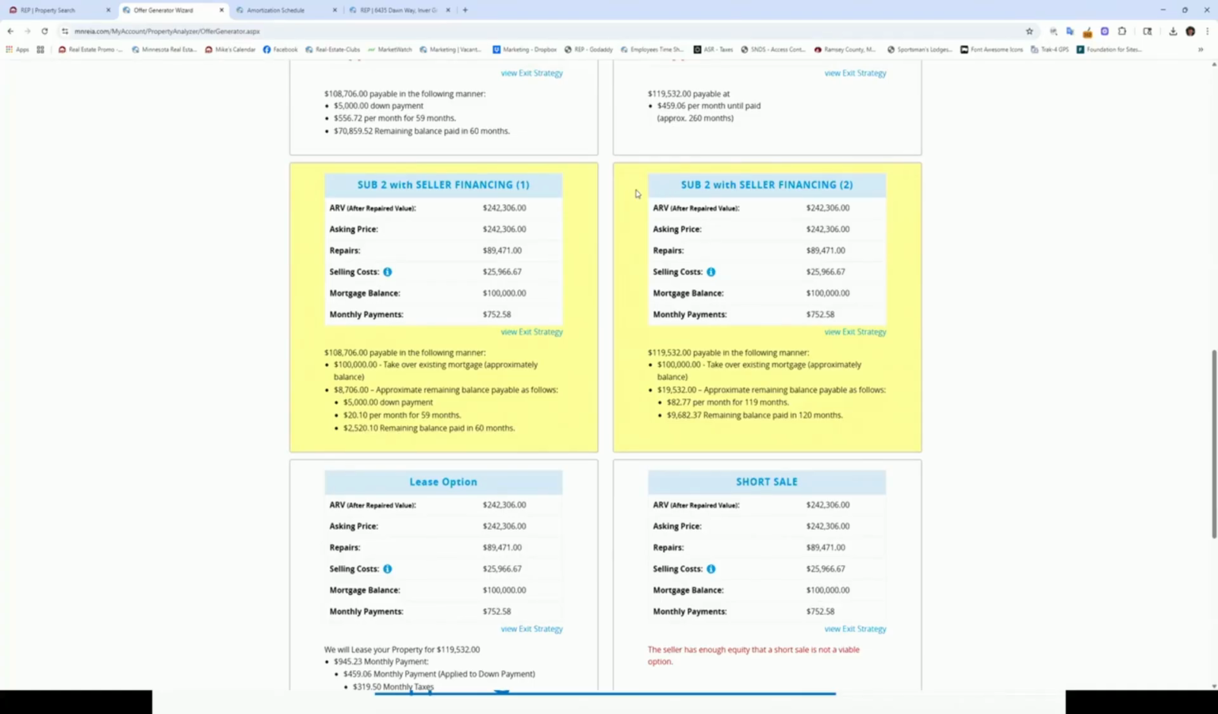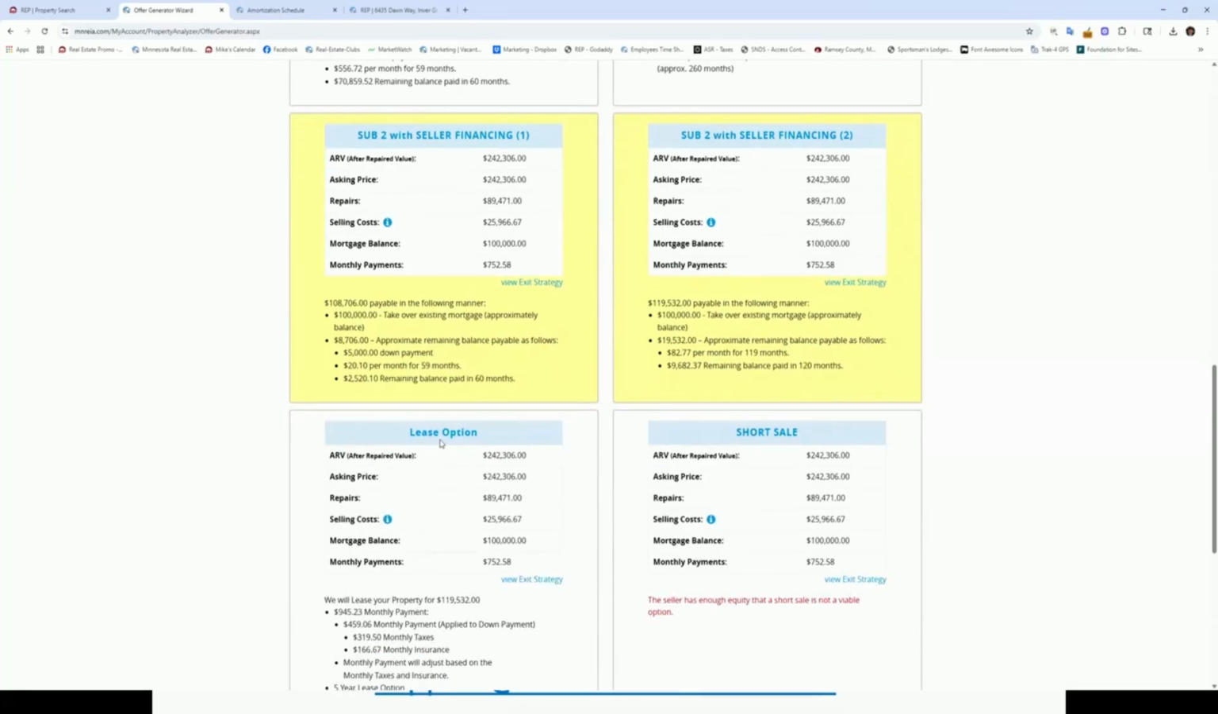And then option number 3 would be we'll give you $119,532. We'll take over your loan of $100,000, and then we'll do a carryback for the $19,000. I'll pay you $82 a month for the next 119 months. That'd be 10 years. And then a balloon payment after that. Right, so this is what the system has come up with for these different options.